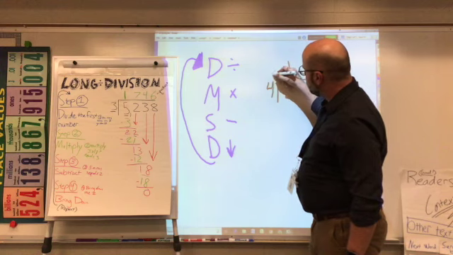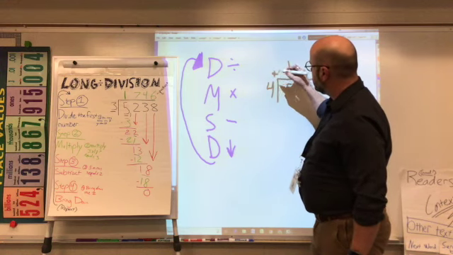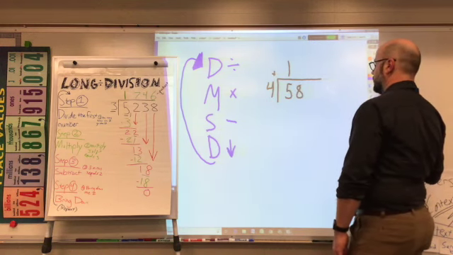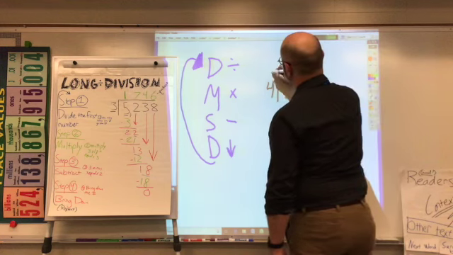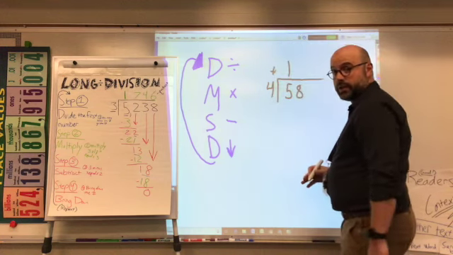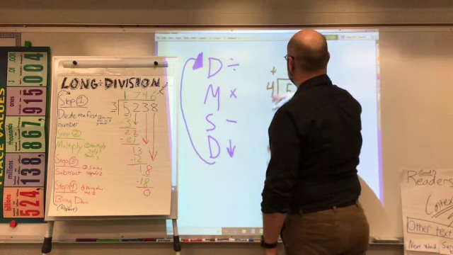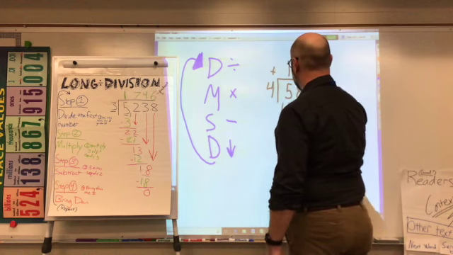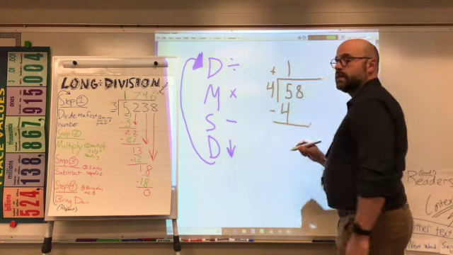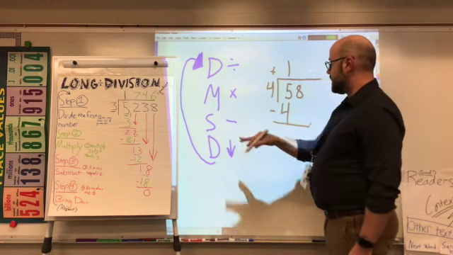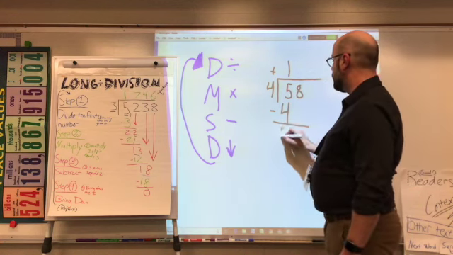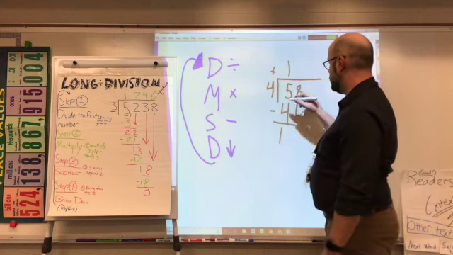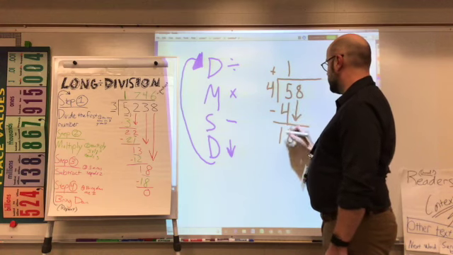Then you're going to multiply. You're going to multiply the number right here, the divisor, times this number up here that you just put above the 5. That's 4 times 1, which is 4. Then you subtract. 5 minus 4 is 1. And you drop the next number, 18.